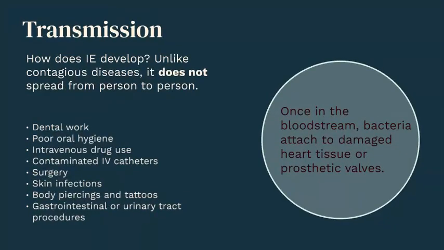How is IE transmitted or developed? Well, it is not a contagious disease. It does not spread from person to person. You can get it through dental work, IV drug use, contaminated catheters, surgeries, skin infections, body piercings, tattoos, and so on. Once it does enter the bloodstream, the bacteria moves its way to the heart and attaches to damaged heart tissue, and it can also attach to prosthetic valves.